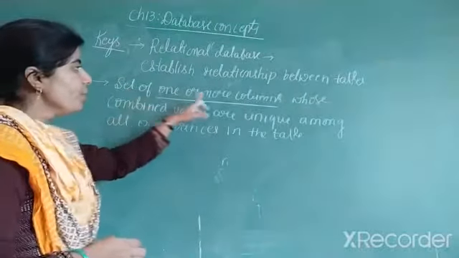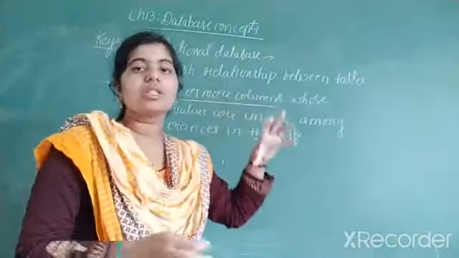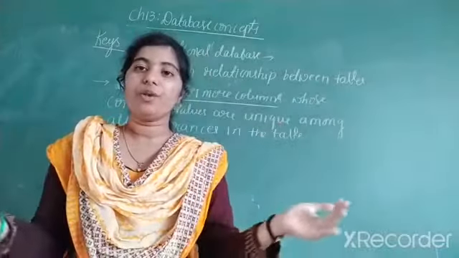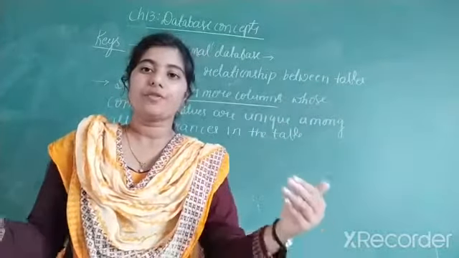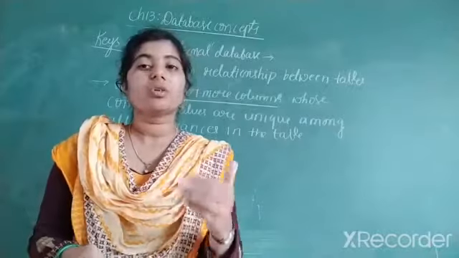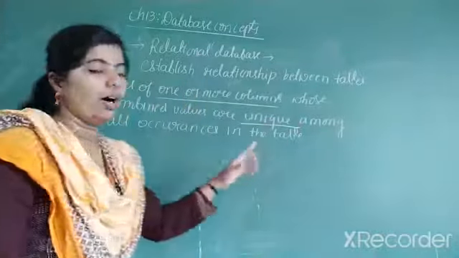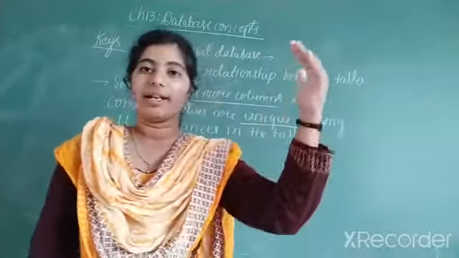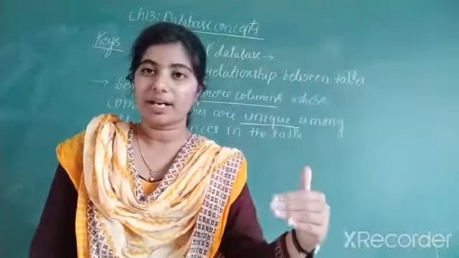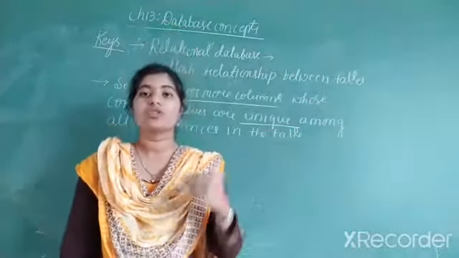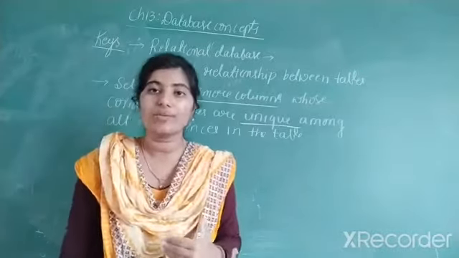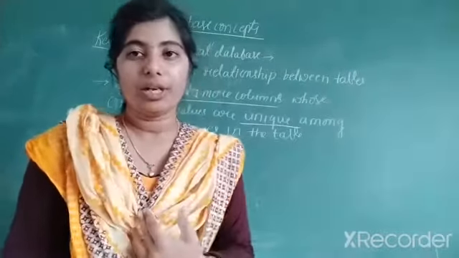It is a set of one or more columns whose combined values, if you are combining the attributes, if you merge those columns, those combined values must be unique among all the occurrences in the table. In that table, when we check the rows, those values must be unique.